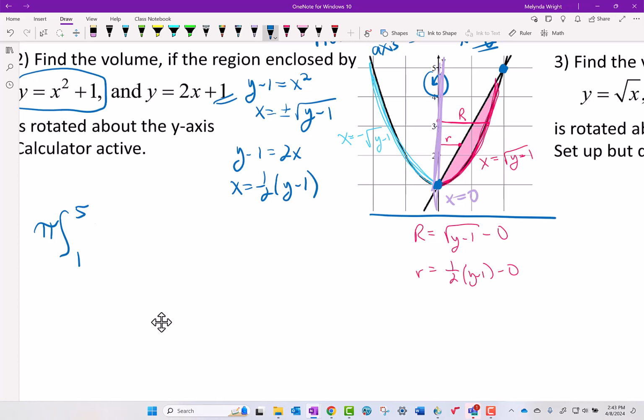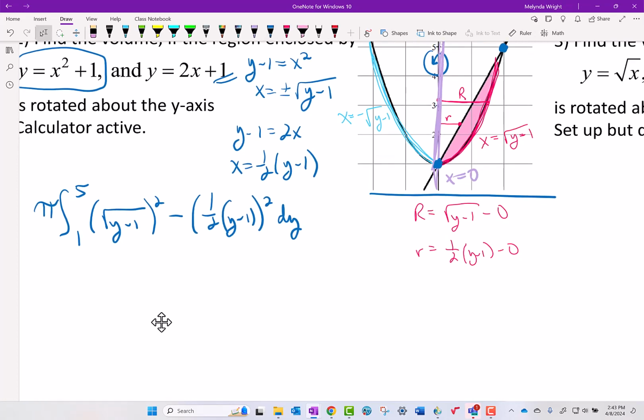All right, so now I've got big R, which is the square root of y minus 1, squared, minus little r, which is 1/2 y minus 1, squared, dy. Now, I would really put it in my calculator exactly like that. I wouldn't combine or do anything, but y'all can enter it however you want. I would do it exactly like that. And when you do that, you should get as your final answer 8 pi over 3.